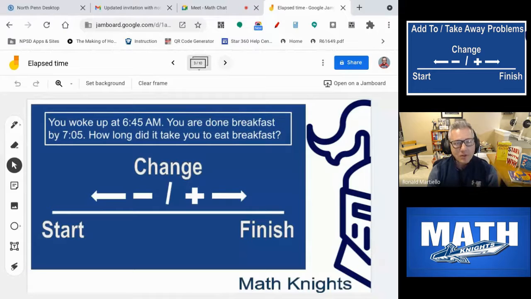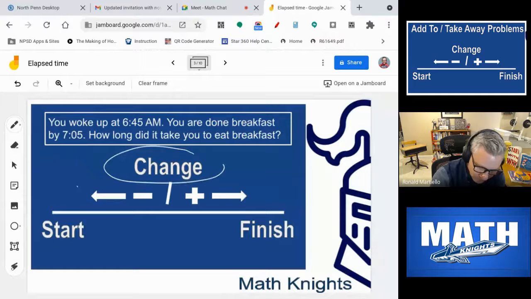We ask students, what does the problem give us? Does it give us a start time? Does it give us a finish time? Is there a change in the problem? This problem, we obviously are looking for a change. We're looking for the change between 6:45 a.m. and 7:05 a.m. So we're given a start number, we're given a finish number, we have to determine the change.